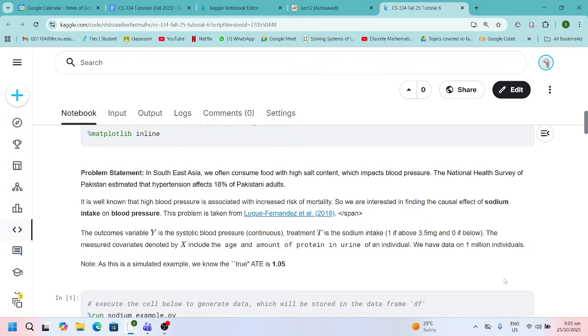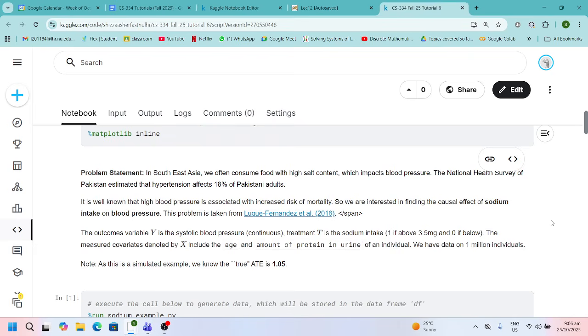Our data is coming from this paper. The outcome variable Y is the systolic blood pressure. This is a continuous variable. Then the treatment is sodium intake. Sodium intake is a binary variable, because we have stored one in our data if the sodium intake was more than 3.5 milligrams and zero otherwise. So, either high sodium intake or low sodium intake, either zero or one.